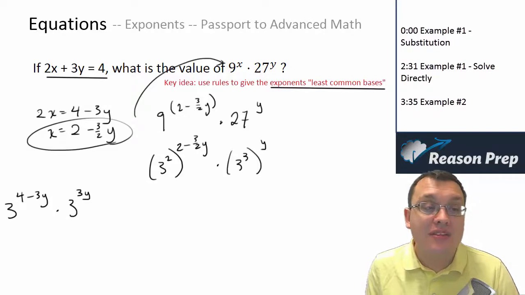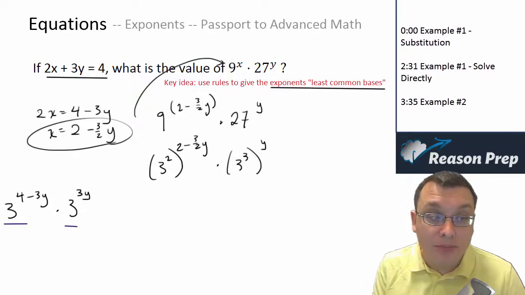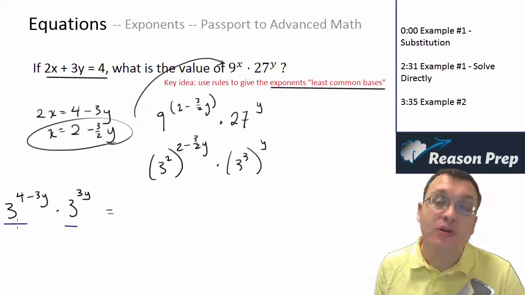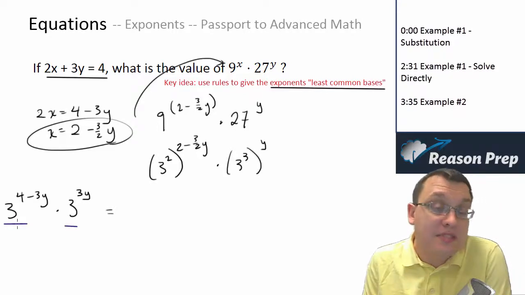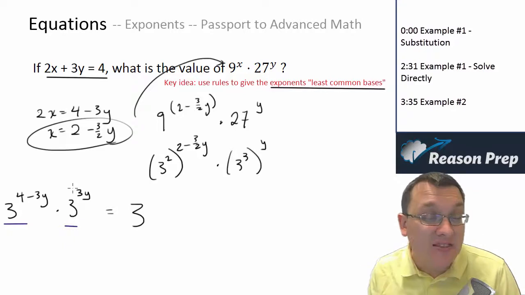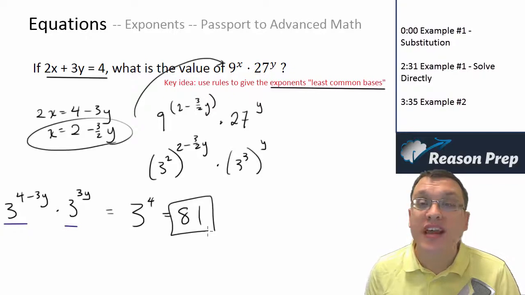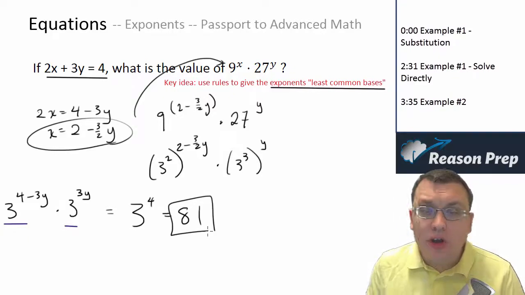And now that I've got the same bases, which was the whole point of doing this, I can combine them together. When I multiply these two bases with exponents, I have to add the exponents. So this is going to be 3 to the 4 minus 3y plus 3y. The 3y's cancel, which is great, because I'm just left with 3 to the 4, which is 81. And that's my answer. So that's one way to do it.